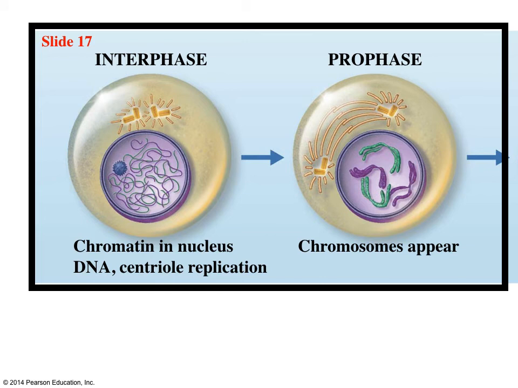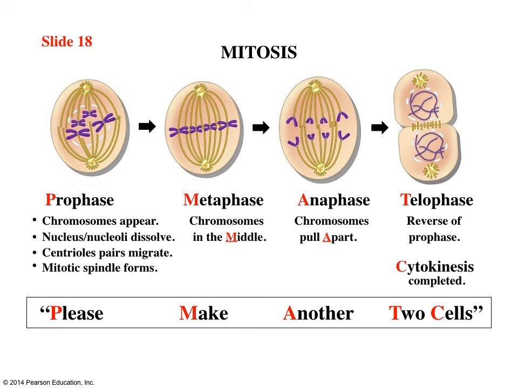Another picture of this interphase versus the beginning of cell division. In interphase, what happens? In the nucleus, we see chromatin, DNA in the form of chromatin. But towards the end of interphase, what happens? Both DNA doubles or replicates and centrioles replicate. Now, once a cell starts to undergo cell division, it goes into the first phase of cell division, which is prophase.